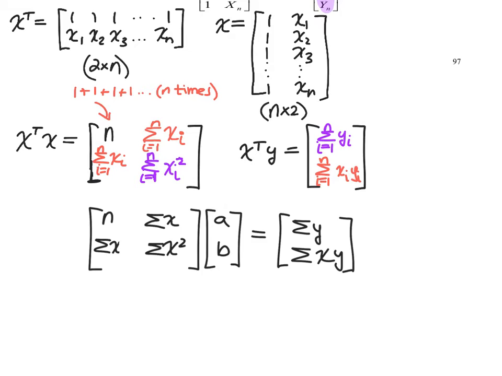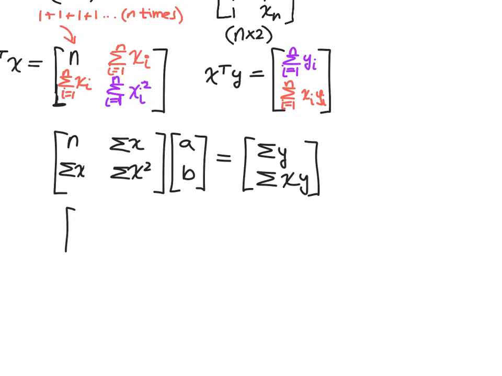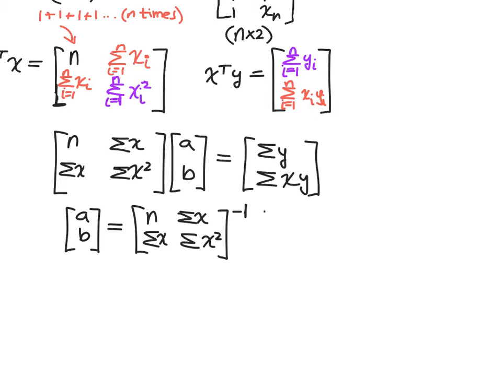All right, so in solving this, I'd be looking at AB being equal to the inverse, and we'll actually find the inverse in a second, of this matrix multiplied against the sum of y, sum of xy. All right. So obviously, again, don't want to use row reductions to figure this out.